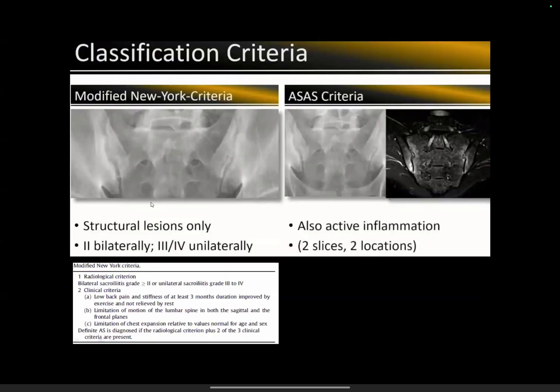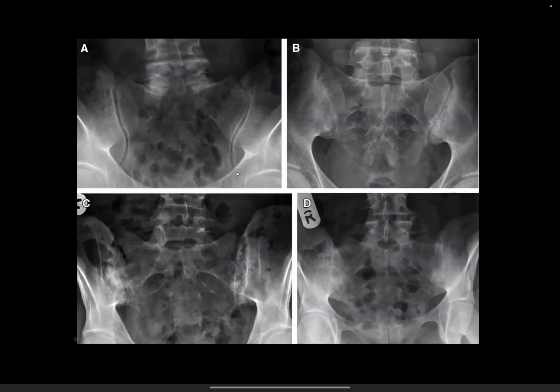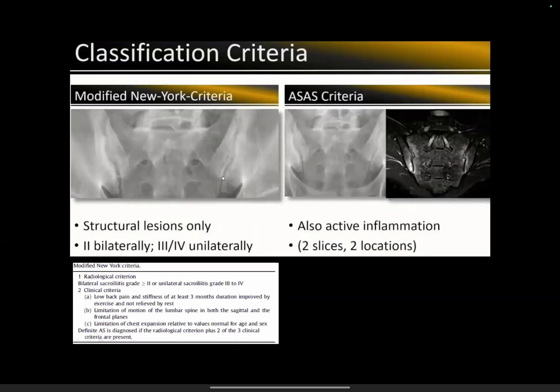Now, New York criteria. When do we label by this classification system? When do we label it sacroiliitis based on New York criteria? So when there is grade 2 lesions present bilaterally, or when there is grade 3 or grade 4 lesions present even unilaterally. So that is a radiologic weightage in the New York criteria. So 1 radiologic criteria and 2 clinical criteria. So any 2 out of these 3.